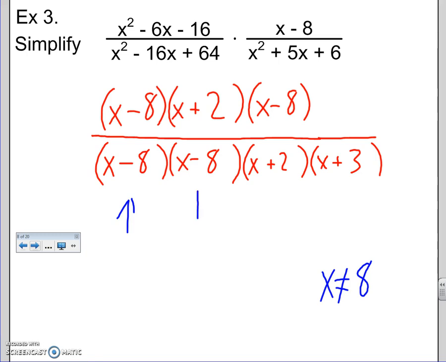The second one is a repeat. We don't care about repeats. This one, x cannot be negative 2. And this last one, x cannot be negative 3. There are 3 restrictions here.